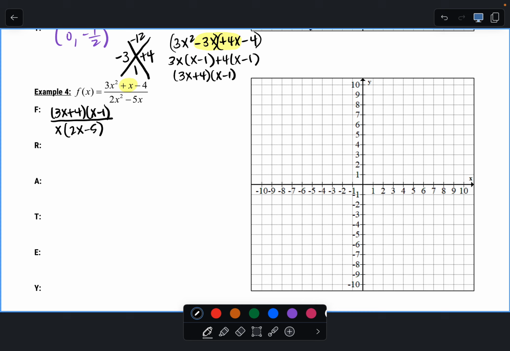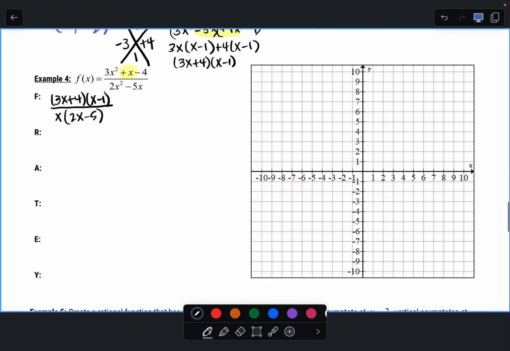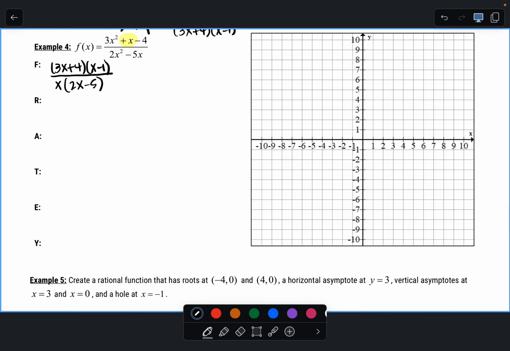So we are going to identify our roots, our asymptotes, our end behavior, and our y-intercept, and do our graph. So I have two roots because I have two factors in my numerator. I'm going to take 3x plus 4 and set it equal to 0. I'm going to take x minus 1 and set it equal to 0. And when you write these problems, you're going to write them as a coordinate point. So I'm going to have negative 4 over 3, 0, because I subtract 4, I divide by 3. And I'm going to have 1 comma 0.